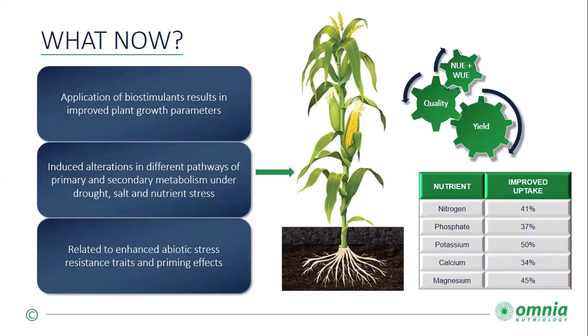So what does all this mean? Well, at the end of the day, it has to result in something more tangible than changes on a cellular level. That is, improvements in either nutrient use efficiency or water use efficiency, improvements in quality parameters of our crops, or this needs to then translate into yield increases, or at the very least, a higher profitability on farm.